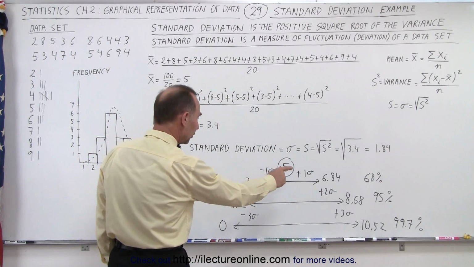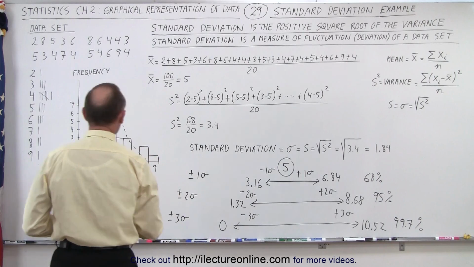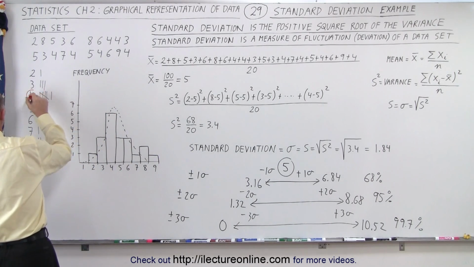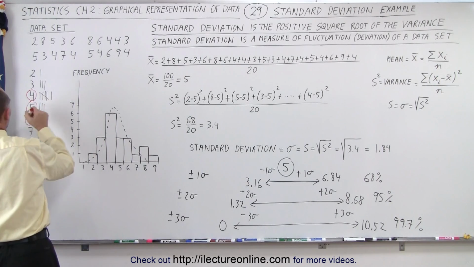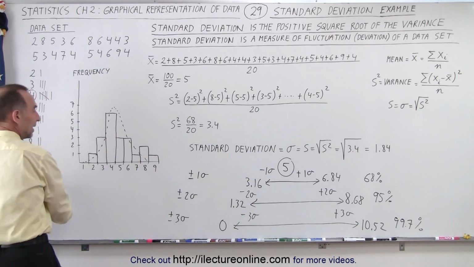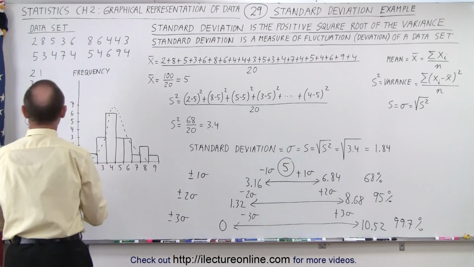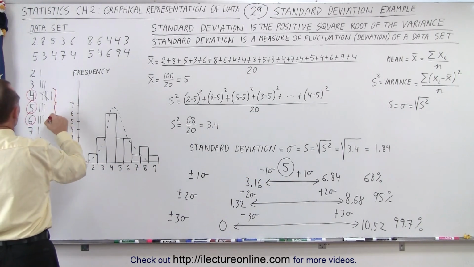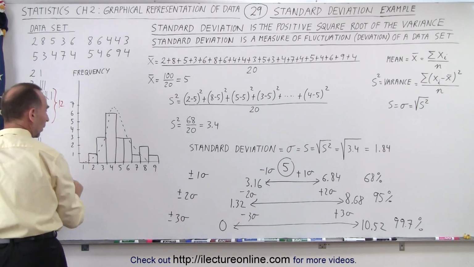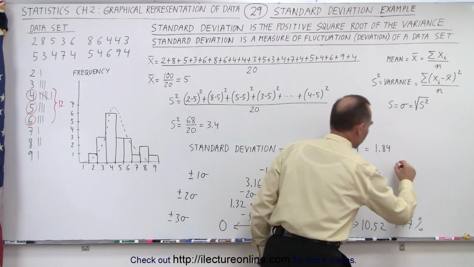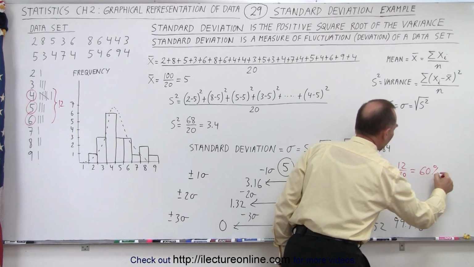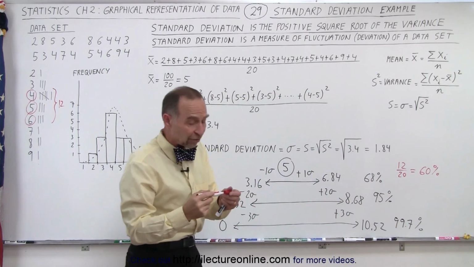So how many fall between 3.16 and 6.84? So the 4, the 5, and the 6; 3 and 2 fall outside that range. 7, 8, and 9 fall outside that range. So how many do I have within this range? Notice I have 6, 9, 12 of them. So 12 divided by 20 is 60%. So it is not a bad distribution.